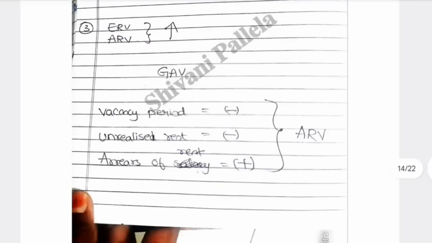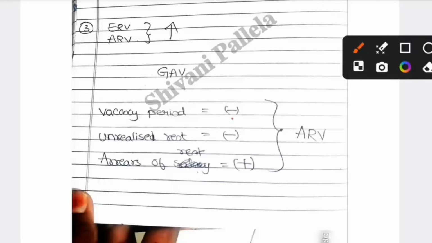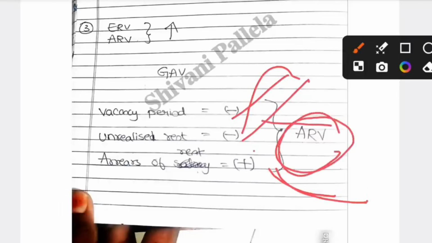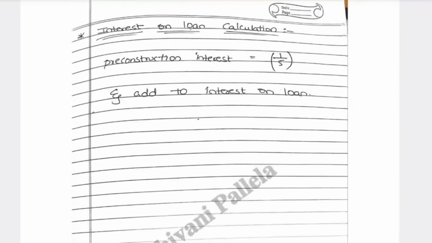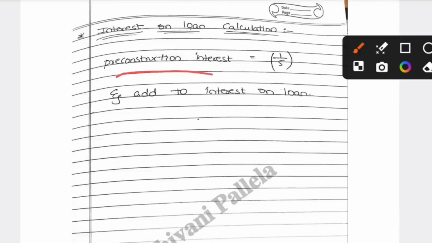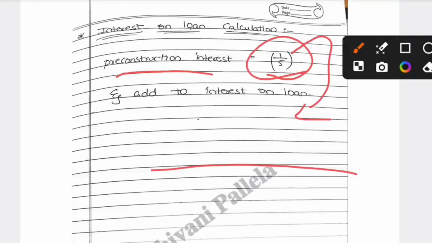Okay, if any vacancy period is there, unrealized rent is there, arrears of rent is there: vacancy period and unrealized rent we need to minus. Arrears of rent we need to plus. For what do we need to do plus or minus? For ARV, actual rental value, we need to do minus, minus and plus. We must have done this sum also. Yes. And what is the calculation of interest on loan? If pre-construction interest is given in the question, for that pre-construction interest we need to take a 1/5 ratio. Whatever you get in the answer, you need to add it to the interest on loan. So this is the calculation of interest on loan.